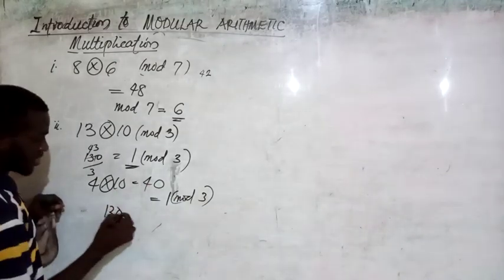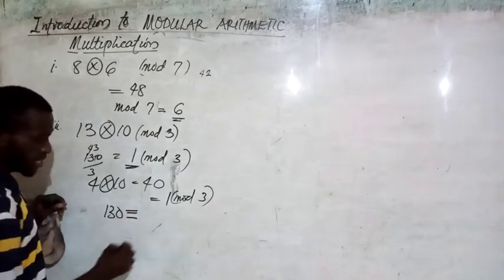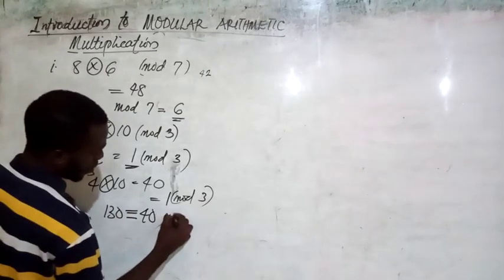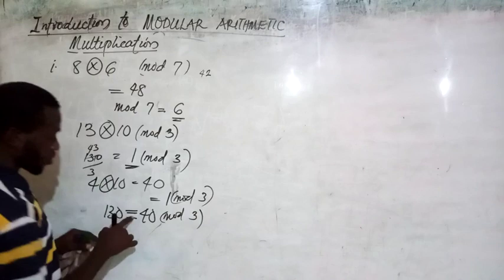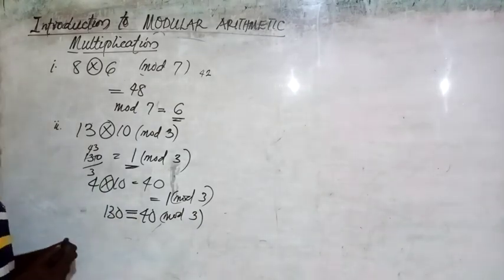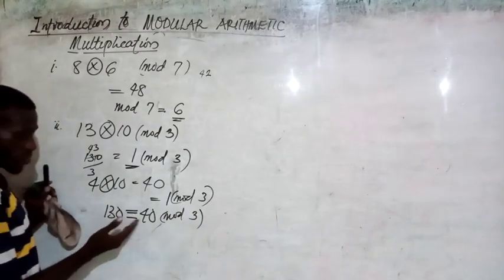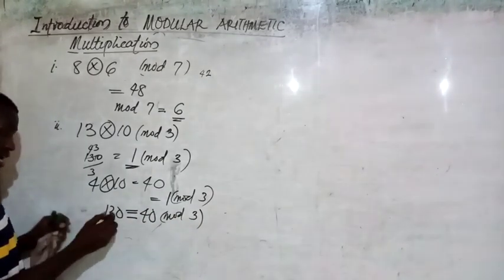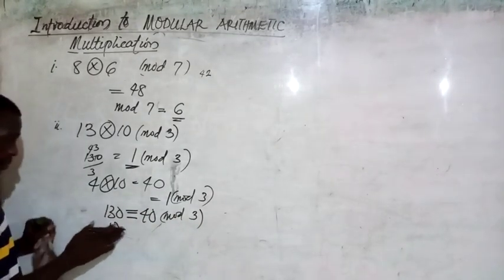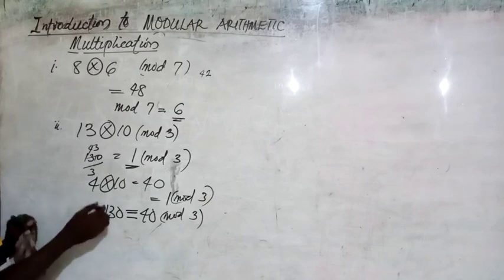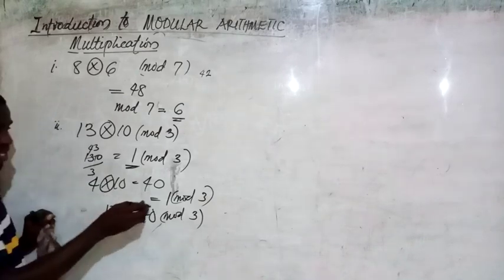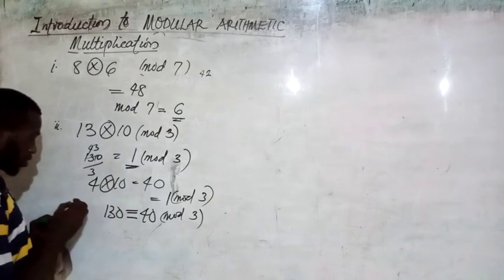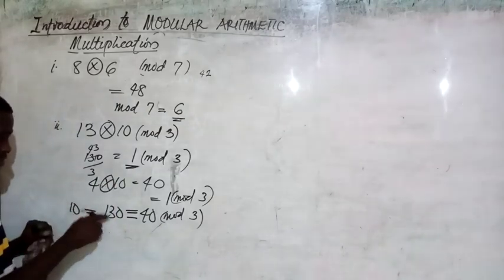So they are written like this. 130 is congruent with 40 in mod 3. You can call this congruent or equivalent to. So 130 is equivalent to 40 in mod 3. That's what it's telling us. And there are so many others. It means that 10 as well, because if we do 10 in modulo 3, 10 in modulo 3 is also the same as 1. So it means that 10 is going to be congruent with this.